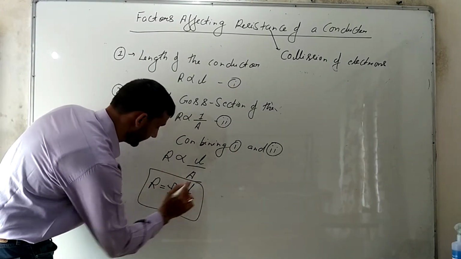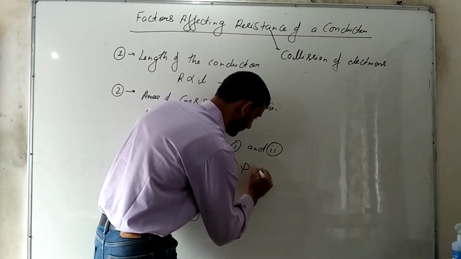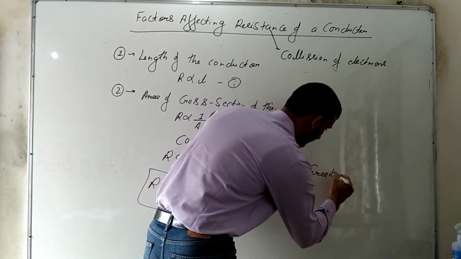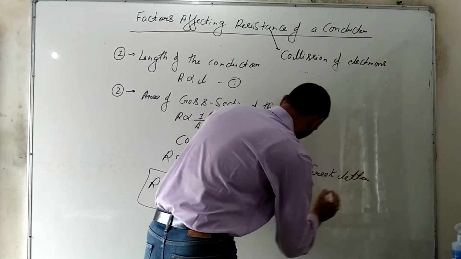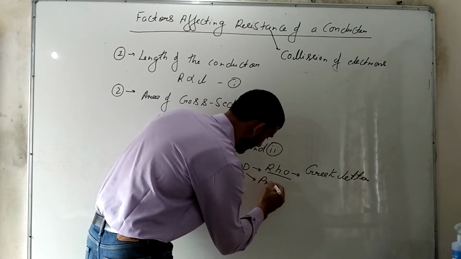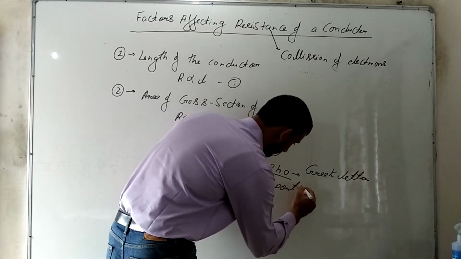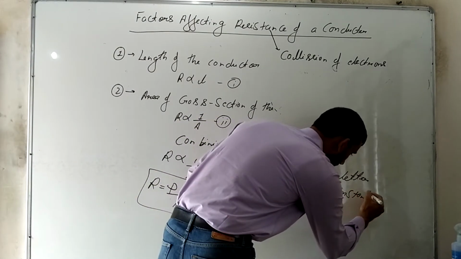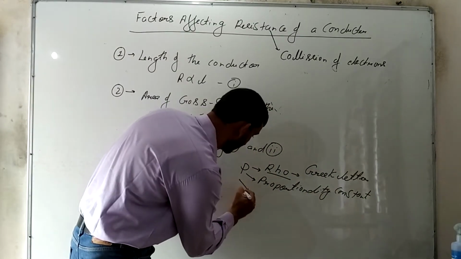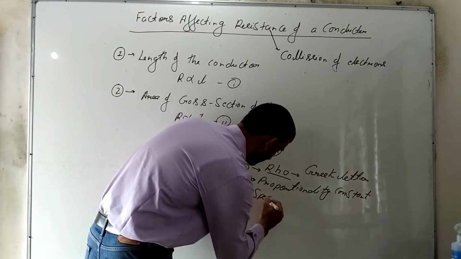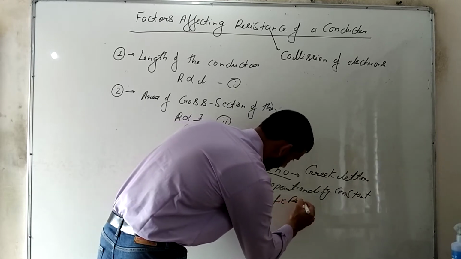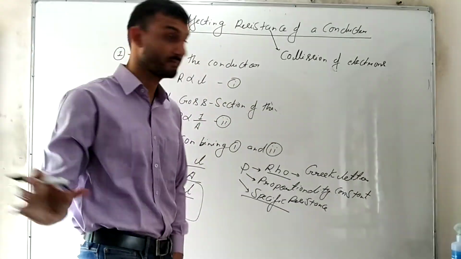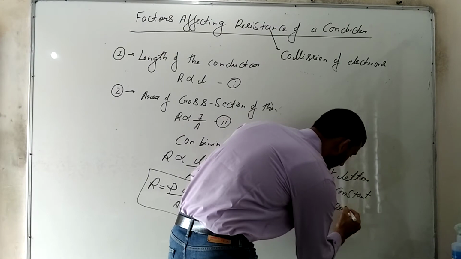So this constant, this is what we call rho, RHO, and it is a Greek letter. Now rho is a proportionality constant, first of all. Proportionality constant. And then its name is specific resistance. Specific resistance, as the name suggests, specific. We are talking about something which is very specific, or sometimes also known as resistivity.